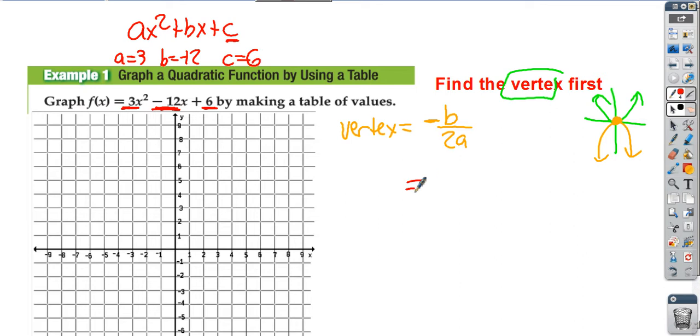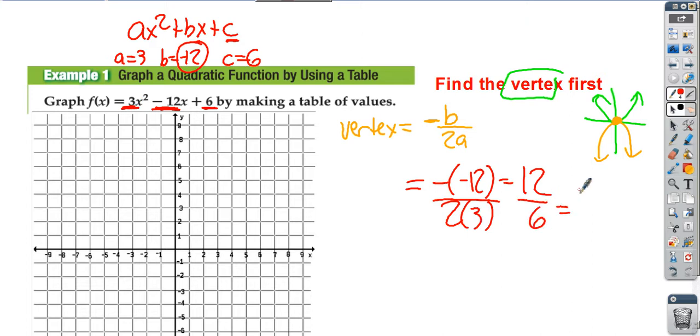So if we want to find the vertex, we take negative b, so negative 12, which is positive 12, over 2 times a. And a in this case is 3. So over 2 times 3, which is 6. 12 divided by 6 is 2. This that we just found is the x-coordinate of the vertex.